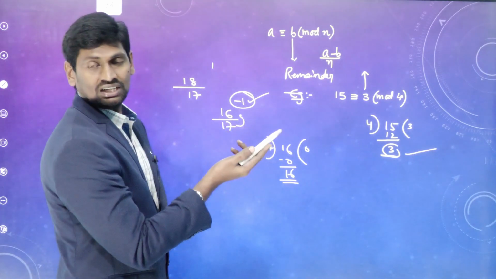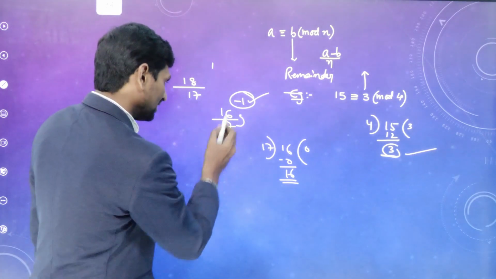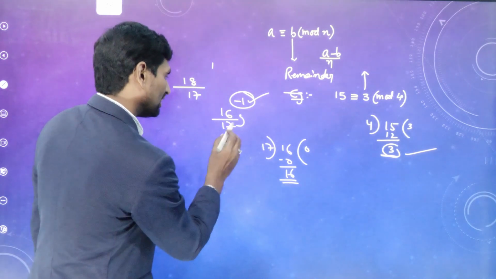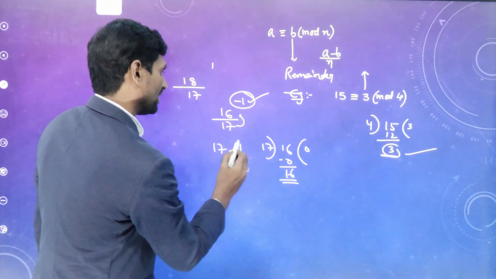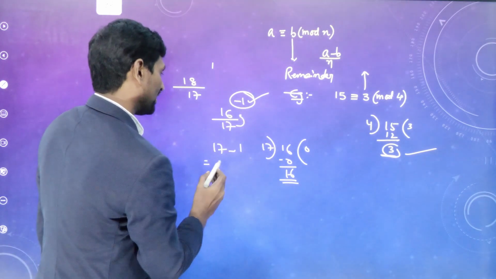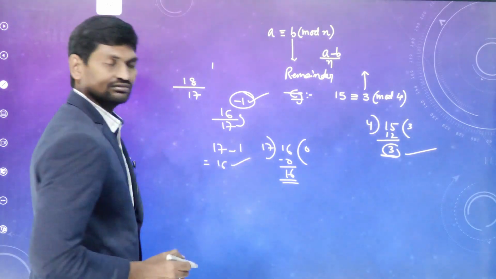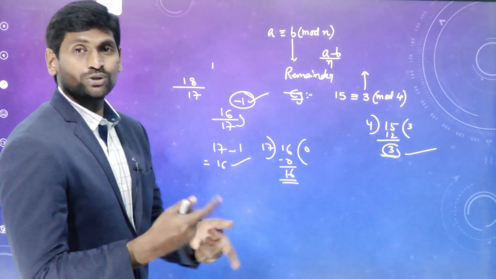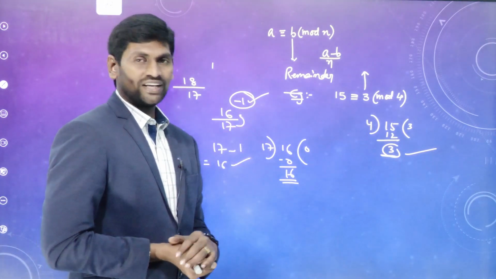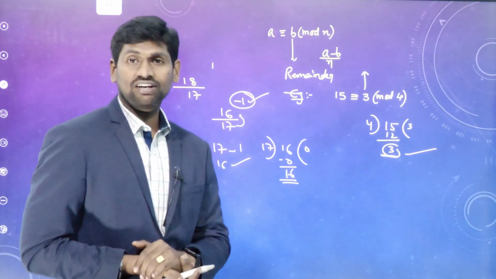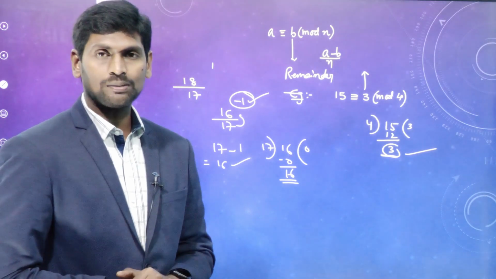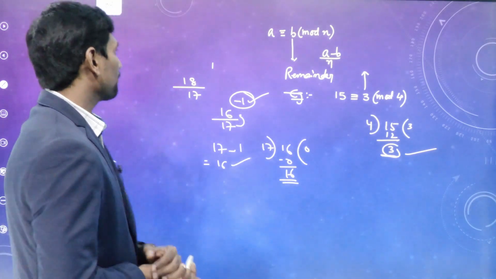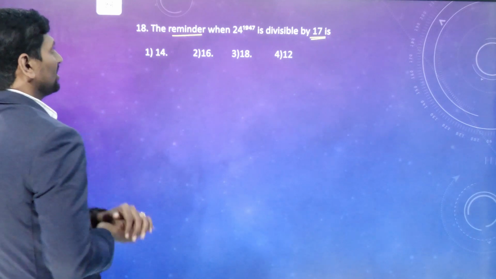But for the actual remainder, take the divisor minus this remainder. That means 17 minus 1, 16. Okay? In a positive way, plus 16. In a negative way, it is minus 1, when 16 is divided by 17. Clear until then? Okay. Now let us see this.